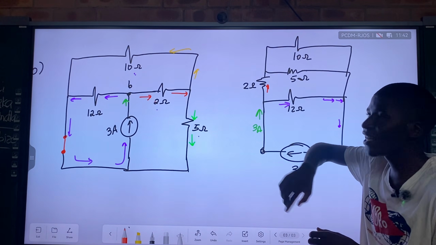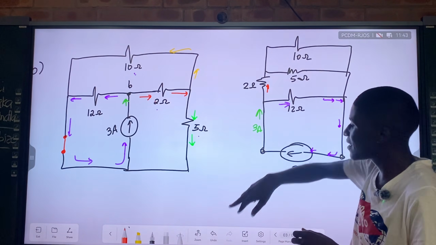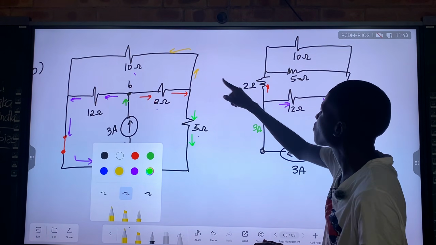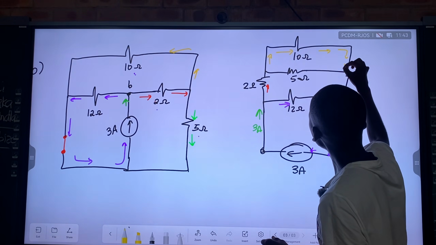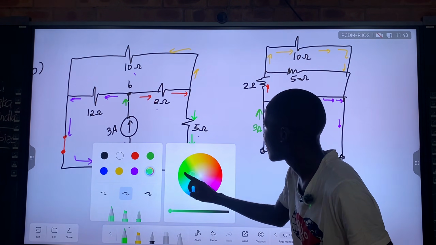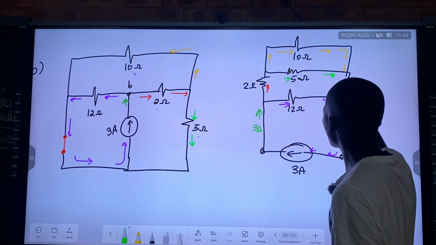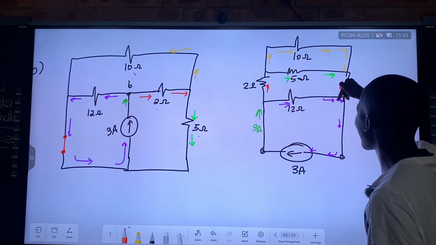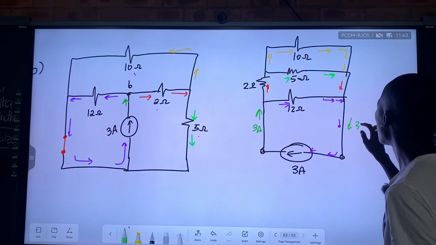You see that red one. But this red current splits, and we get the gold current. This gold current will go to the 10 ohms. And the dark green current goes to the 5 ohms. Then they combine here, and it will produce the red current again. It combines with the purple, and it will produce the green current, the initial current that we had again, which is 3 amperes.